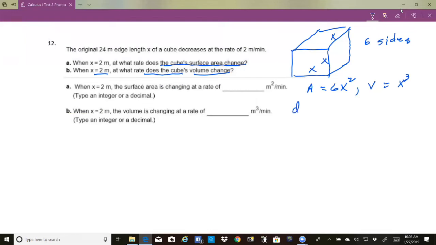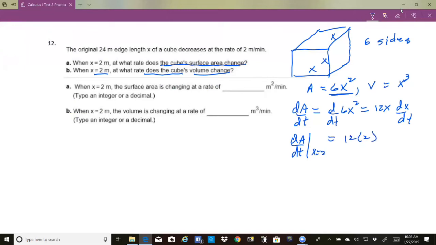So dA/dt, the derivative of the area with respect to time, is going to be d/dt of 6x squared. So we first take the derivative with respect to x, which is 12x, and multiply times dx/dt. So dA/dt for x equals 2 is 12 times 2 times dx/dt, which is minus 2. Notice that the edge is decreasing at 2 meters per minute. So we get minus 48 meters squared per minute.